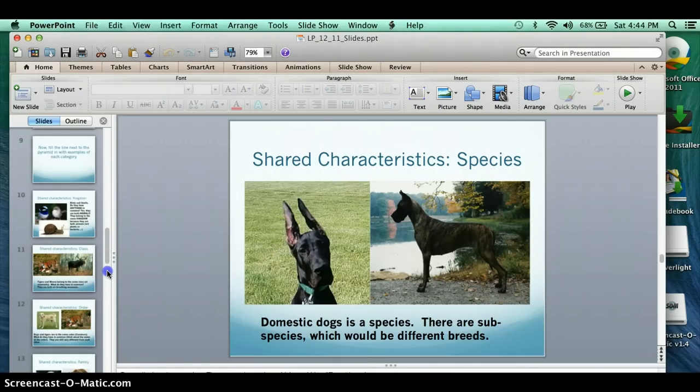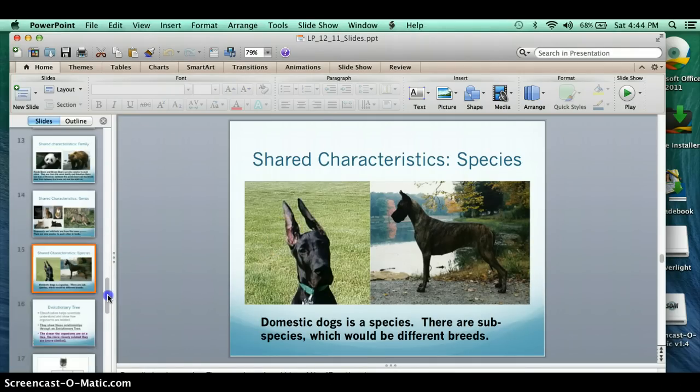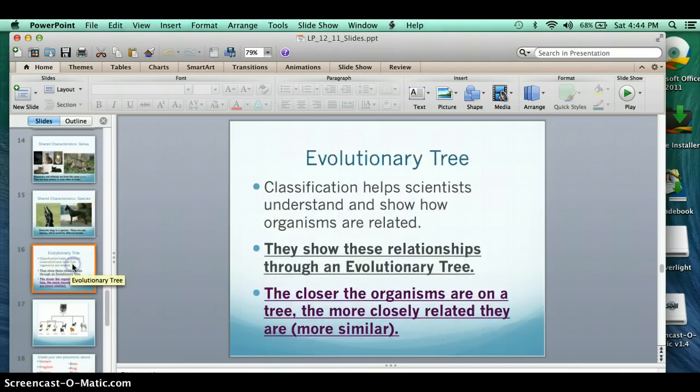Okay, the last part of the notes for today is going to talk about something we talked about on Monday called the evolutionary tree. So an evolutionary tree helps scientists see how organisms are related and if we can put organisms in the same kingdom, in the same class. Okay, so it basically shows relationships between organisms through a tree. It's sort of like a family tree. The key thing is this third bullet point. The closer the organisms are on the tree, the more closely related they are. So the more similar they are and the more related they are.